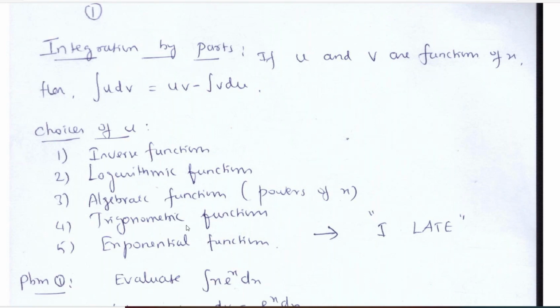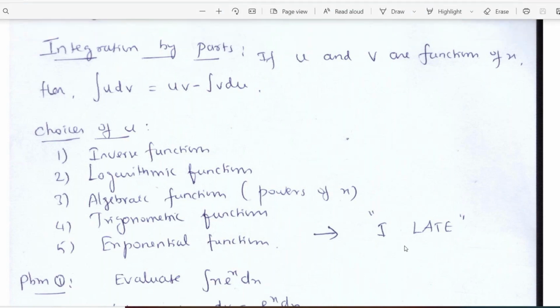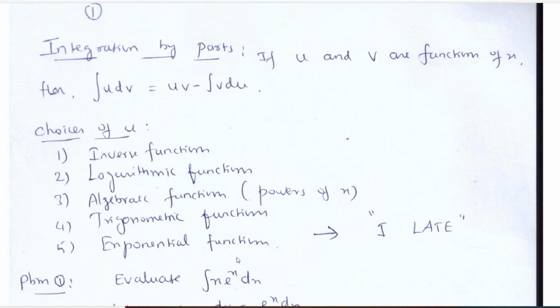And what is the fifth one? Exponential functions, e power ax. So the choice of u is very important. This is the order of choices that is to be followed in the selection of u. This can be remembered with the help of the acronym ILATE. I is inverse functions, L refers to logarithmic functions, A is algebraic functions, T is trigonometric and E is exponential.